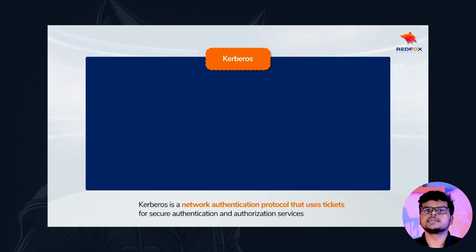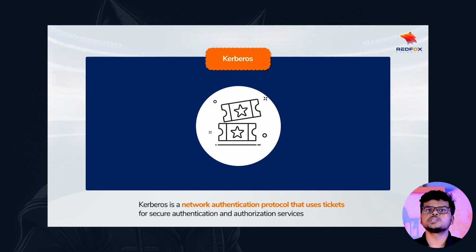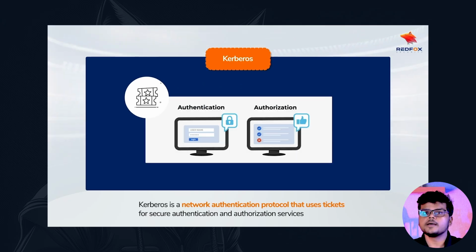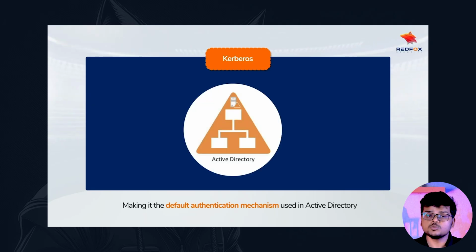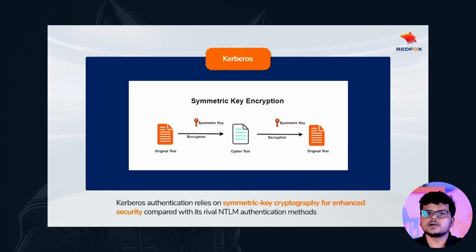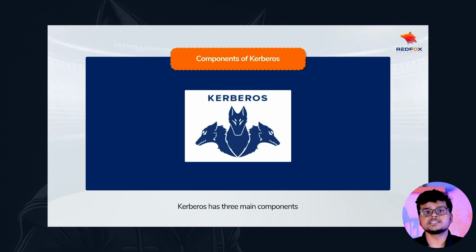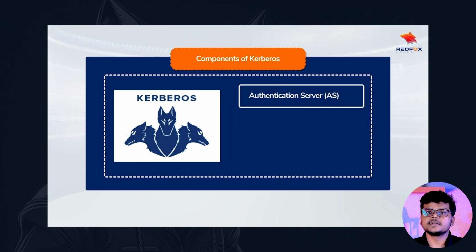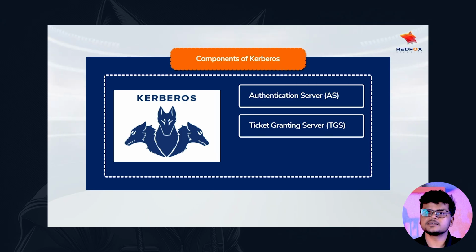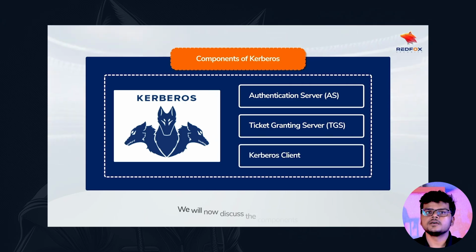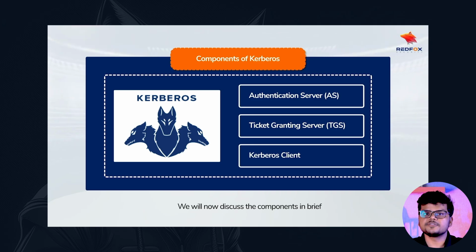Kerberos is a network authentication protocol that uses tickets for secure authentication and authorization services, making it the default authentication mechanism used in Active Directory. Kerberos authentication relies on symmetric key cryptography for enhanced security compared with its rival, NTLM authentication methods. Components of Kerberos. Kerberos has three main components: authentication server, short for AS, ticket granting server, short for TGS, and Kerberos client. We will now discuss the components in brief.